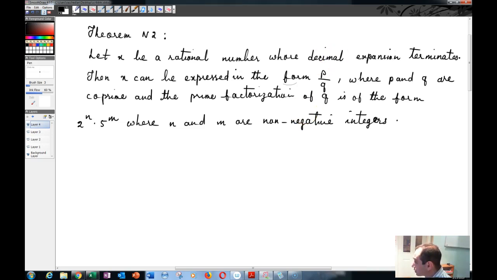The reasoning for this is basically quite simple, so let me go through it. Here we're saying that we have a rational number in the form p by q, where p and q are co-prime, and the prime factorization of q is of this form, meaning that you have these factors of 2 and 5 in the denominator as q.